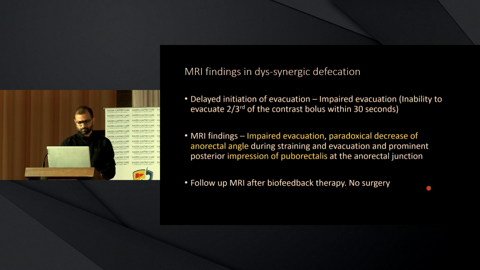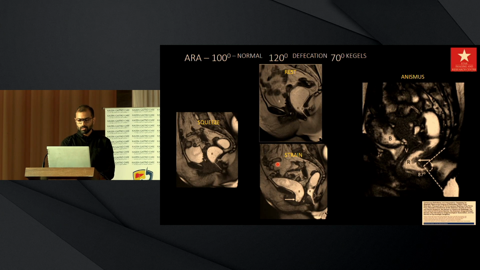So what would be seen as a radiologist is that there is delayed initiation of evacuation, because the patient is not able to open the anal canal completely, because the puborectalis continues to indent the posterior rectal wall. It results in impaired evacuation. The bolus of contrast which was there in the rectum is not going to flow freely across the anal canal. And there is a paradoxical decrease in the anorectal angle when the patient is straining. We expect the angle to increase during straining and defecation, but that is not what is happening. And then there would be prominent indentation of the puborectalis sling on the posterior wall of the rectum.